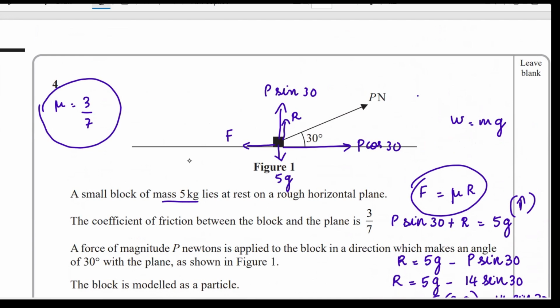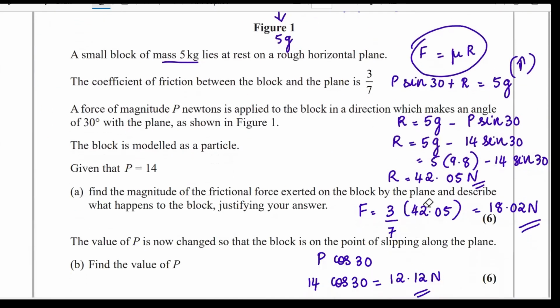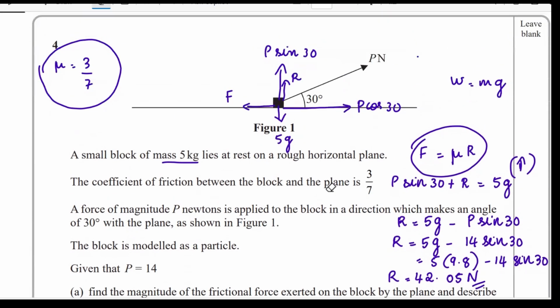Now, in this case, again, P sine 30, and we need to find out the new value of R. When the applied force changes, the normal reaction force R also will change. In the first part, we got the value for R as 42.05 Newton. Now we cannot use the R value as 42.05 since the applied force is changing. So we need to first find out what our new normal reaction force is.